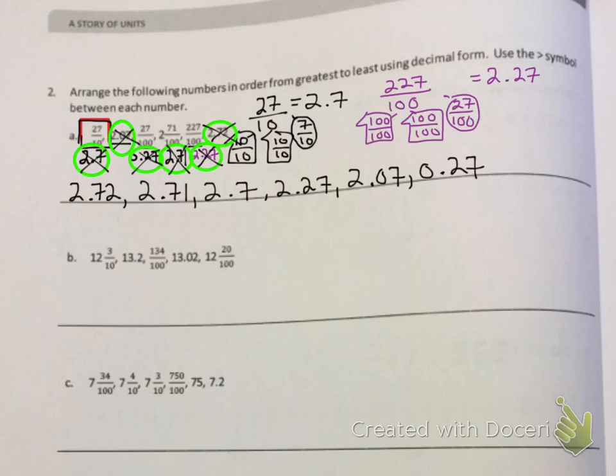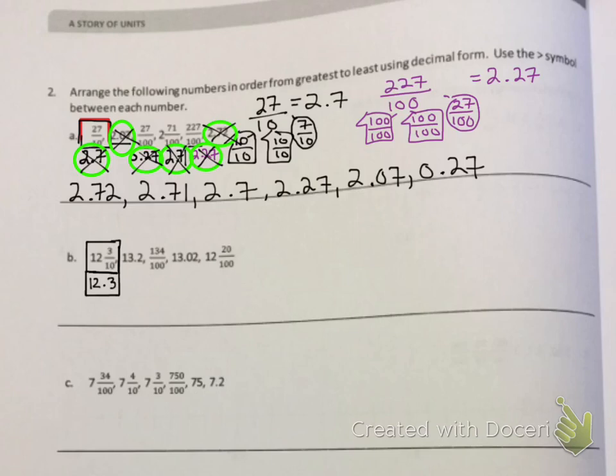All right, let's try B. And remember, we might have to change them to decimals to make this a little bit easier for ourselves. So, in order for us to do this, we need to look at each one and focus on changing them to a decimal. So I'm going to work with 12 and 3 tenths here. I'm going to change this to a decimal, and the decimal is going to be 12 and 3 tenths.